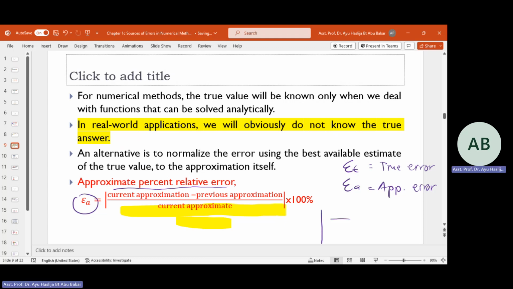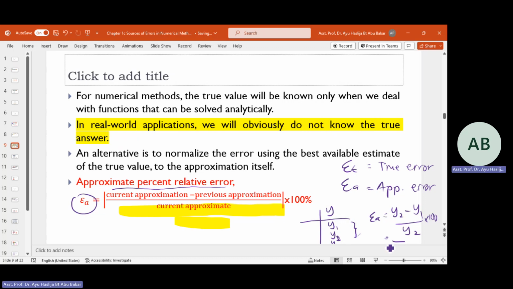Approximate error means, let's say, you have y1, y2, y3. So approximate error is between the values over here. Current, which is y2. Let's say EA for these two: current is y2 minus y1 over y2, then multiply by 100. That one is approximate, using the approximation value.